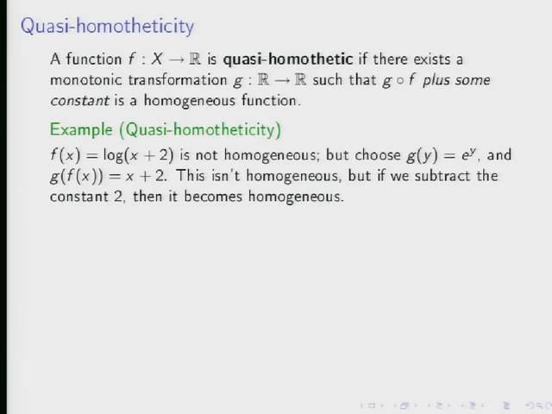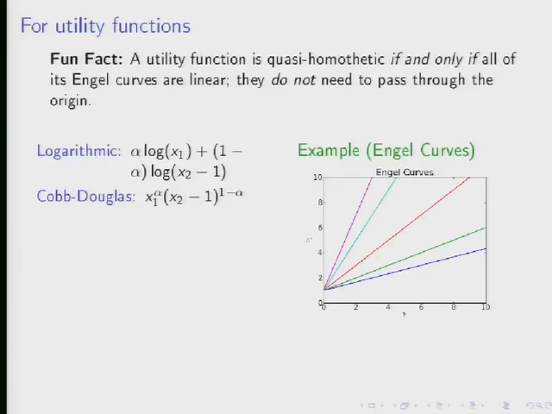Let me tell you one more thing about quasi-homothetic functions. I'm going to relate these to the Engel curves, and this is why this is important. A utility function is quasi-homothetic if and only if its Engel curves are linear, and that's it. They don't have to pass through the origin. So in this case, I've got some quasi-homothetic utility functions.